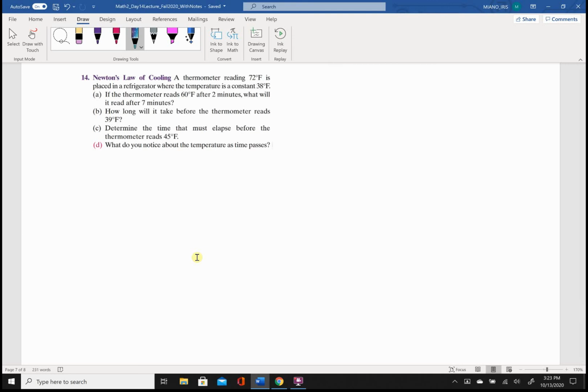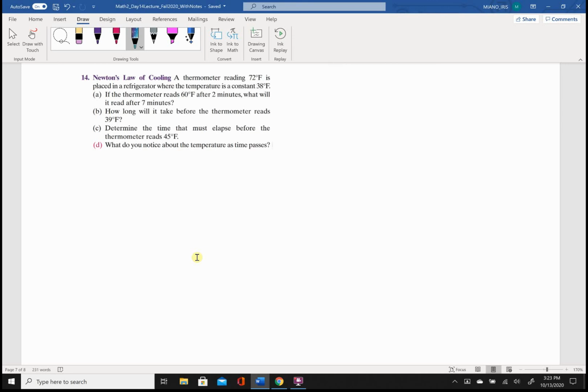Let's entertain this Newton's law of cooling problem, in which a thermometer reading 72 degrees Fahrenheit is placed in a refrigerator where the temperature is a constant 38 degrees Fahrenheit. Part A: if the thermometer reads 60 degrees Fahrenheit after 2 minutes, what will it read after 7 minutes?